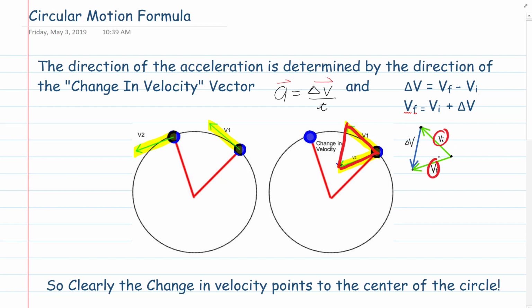We're given these two. We determine that the change in velocity is occurring right here, and it points towards the center. So the direction of the change in velocity vector points towards the center. That's why we call it centripetal acceleration, that is, center-seeking acceleration. It's clear here that the change in velocity points towards the center of the circle.